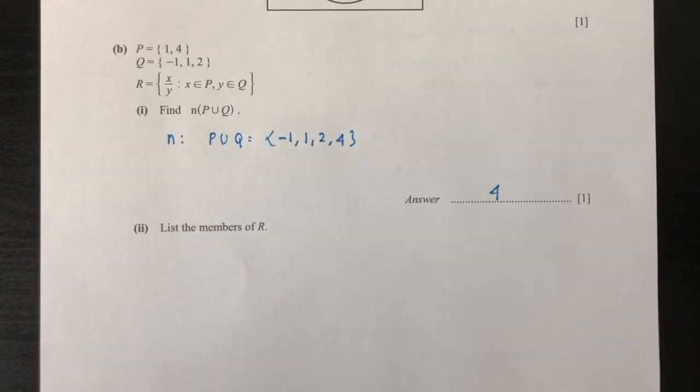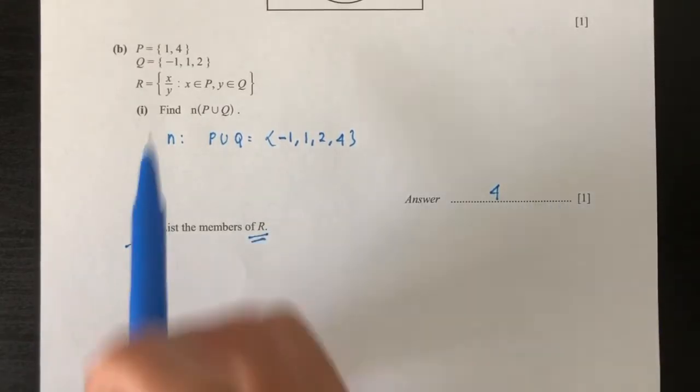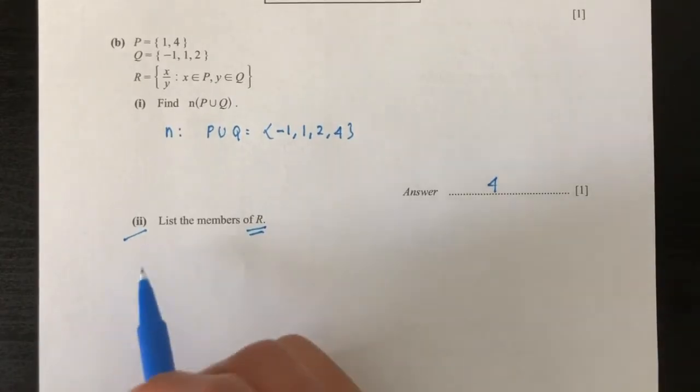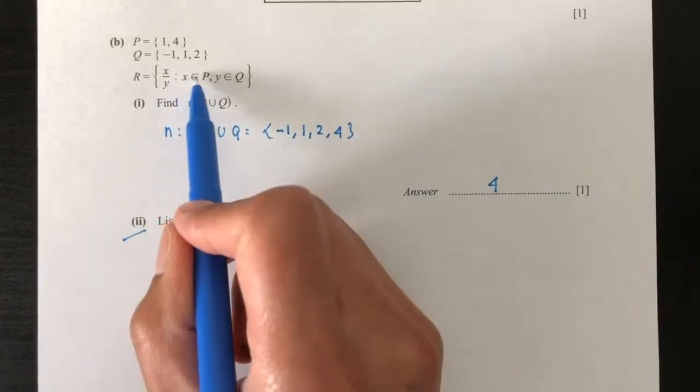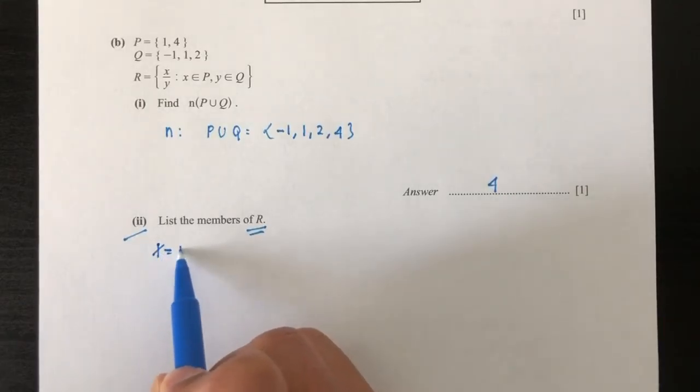Now, what else do we have? Let's check. For this one, list the members of R. R is given by this, so we have to find them one by one, right? So let's say we take X. X is from P. So let's say X is equal to 1.